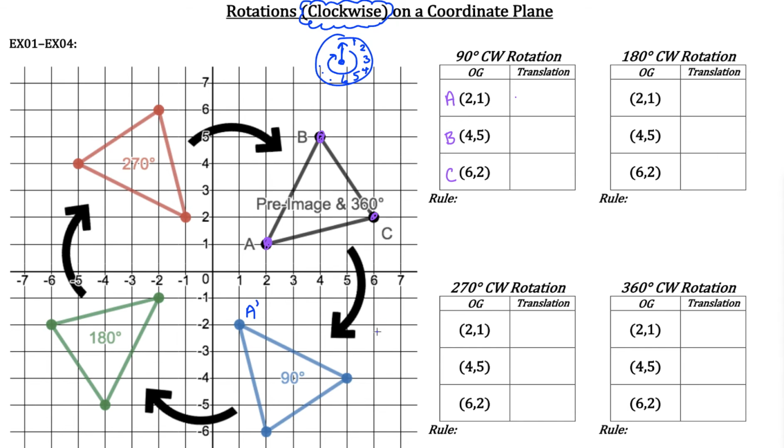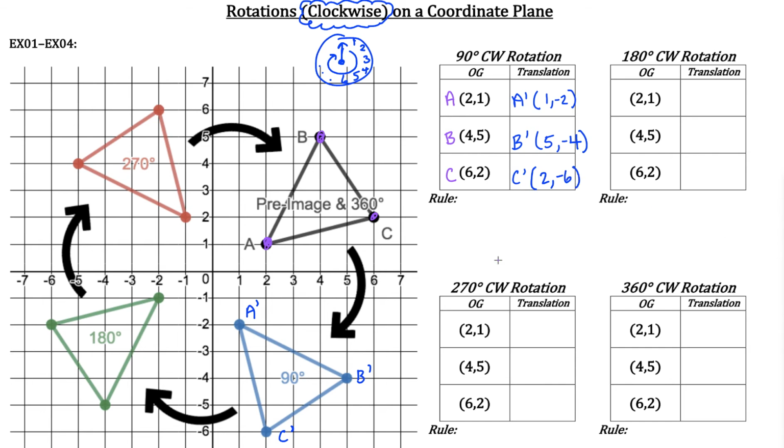And then C will come all the way over here. And B is right here, B prime. Okay, so A prime is (1, -2). B prime is (5, -4). And C prime is (2, -6).